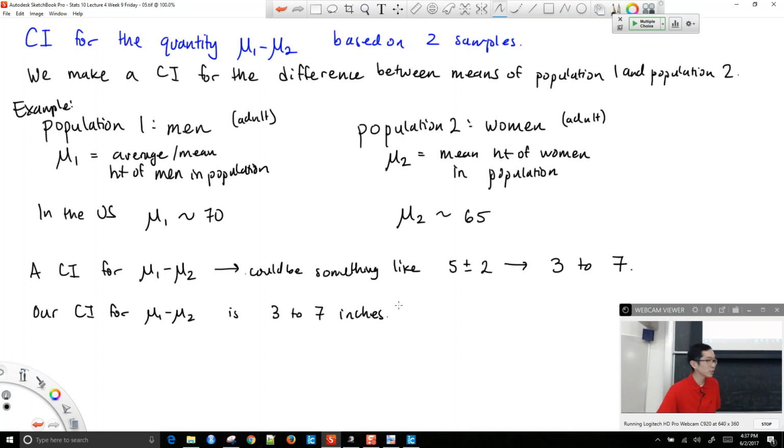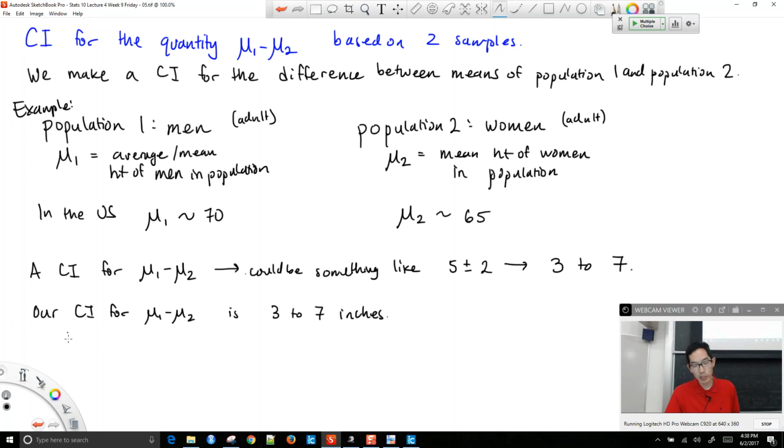This is not a confidence interval for the mean height of men, and it's not a confidence interval for the mean height of women. It's a confidence interval for the difference between the mean height of men and the mean height of women. If we could imagine such a thing as the "average man" or the "average woman," and no, this person doesn't exist, then this confidence interval represents a range of plausible values for the height difference between the "average man" and the "average woman."